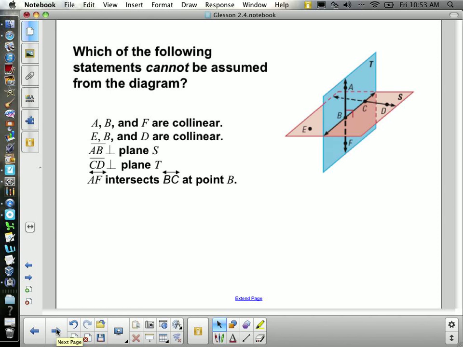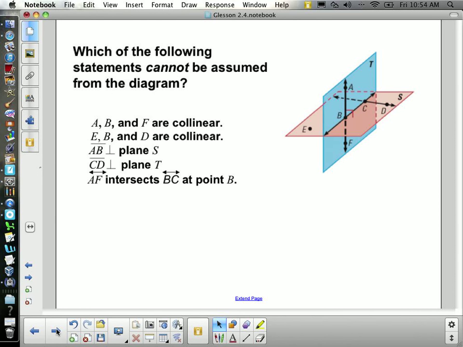Let's take a look at each of these statements. Can we assume these statements are true? A, B, and F are collinear. Can I assume that based on my picture? Yes, because they're all drawn onto the same line. E, B, and D are collinear. Can we assume that? No. Why not? Well, fact is we're not sure, are we? Because nothing's drawn in to indicate that all three are on the same line. How about we just put E and B are collinear? Can we assume that? Sure, because any 2 points are collinear, right?